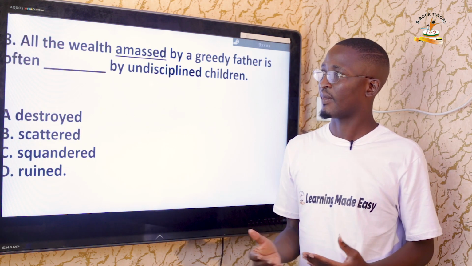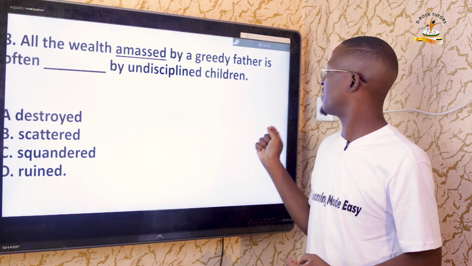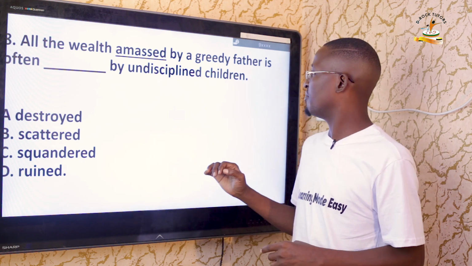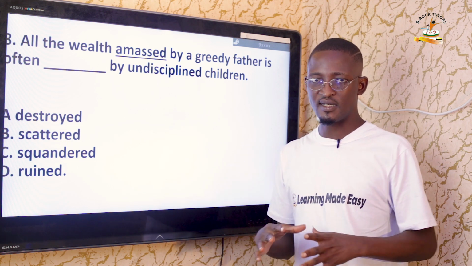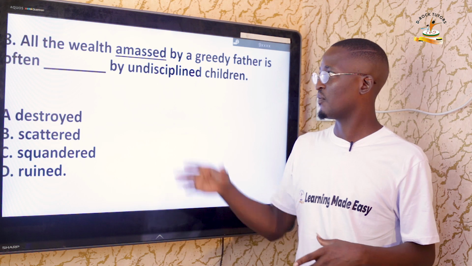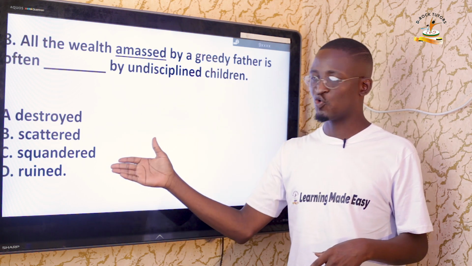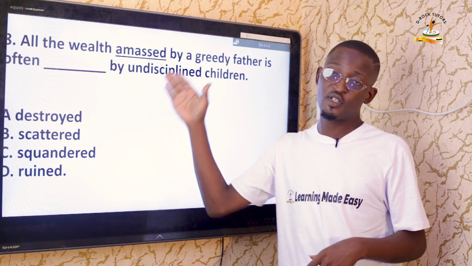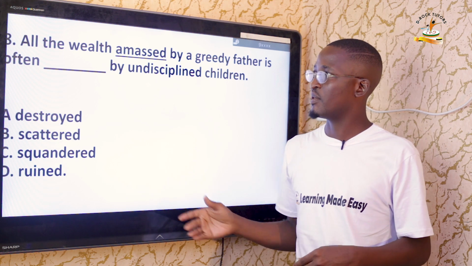Number 8. All the wealth amassed by a greedy father is often dashed by undisciplined children. Amassed, that is gather. And of course, you're talking about wealth here. The next thing should be squandered, which is an opposite of amassing. That is squandered.